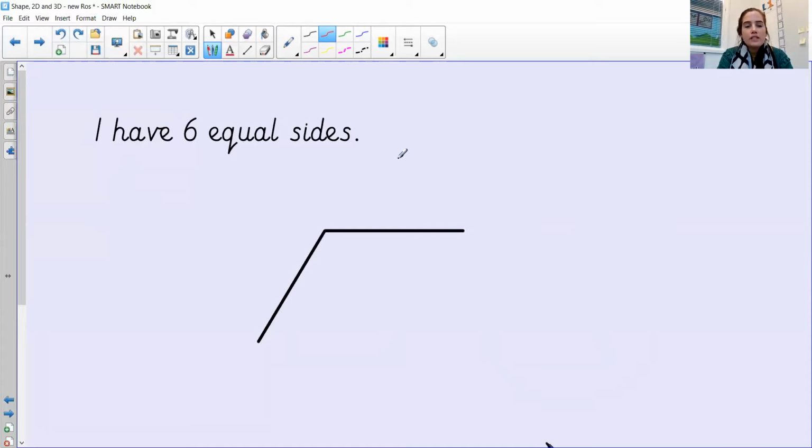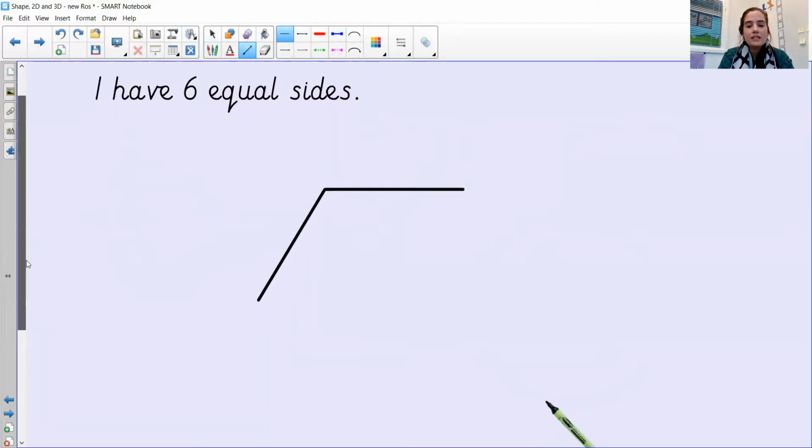If you stop the video for a minute and see if you can remember which of the shapes we learnt about yesterday had 6 equal sides, and see if you can complete the shape. Let me try and get mine up while you're waiting. Brilliant stuff. It was a hexagon.